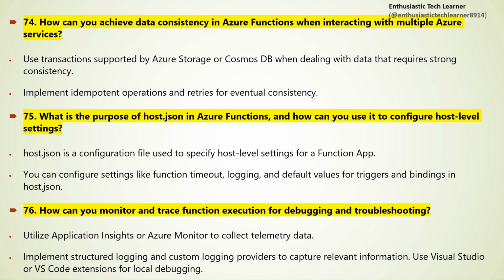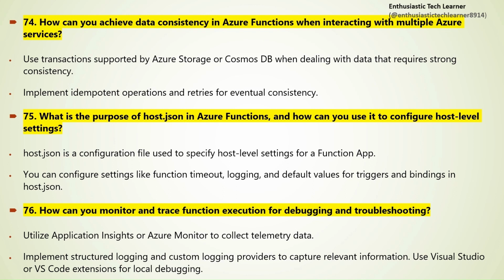What is the purpose of host.json in Azure Functions, and how can you use it to configure host-level settings? Host.json is a configuration file used to specify host-level settings for a function app. You can configure settings like function timeout, logging, and default values for triggers and bindings in host.json.